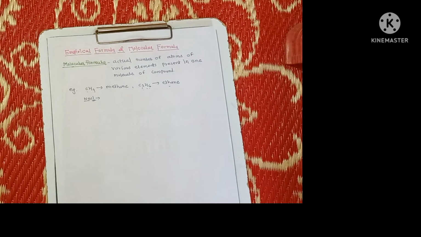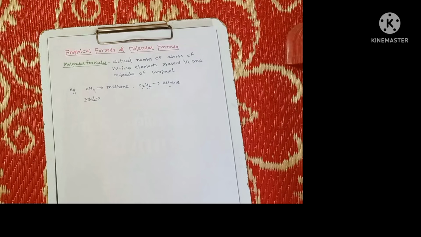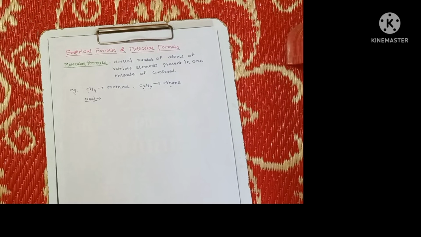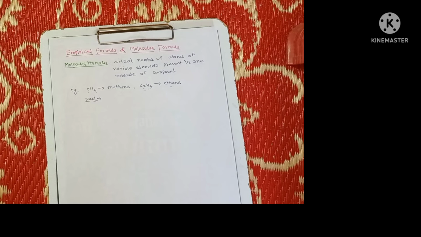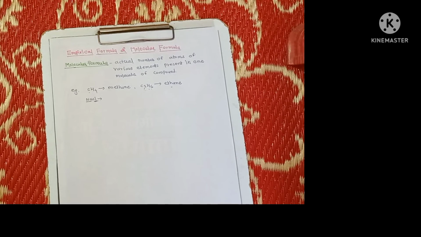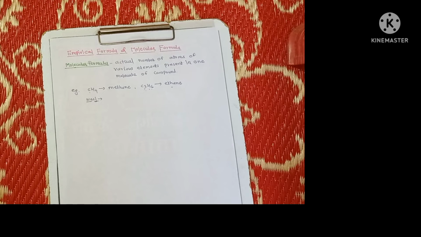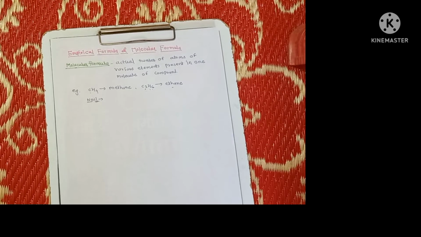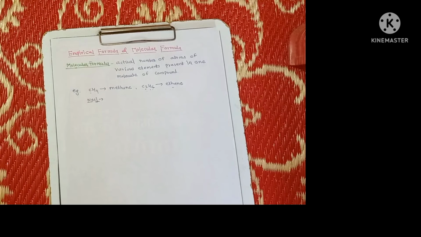So the molecular formula is nothing but the actual number of atoms of various elements present in one molecule of a compound. A compound consists of a number of molecules. Suppose we take glucose. In glucose, a number of glucose molecules are present in the compound. So glucose consists of C6H12O6.